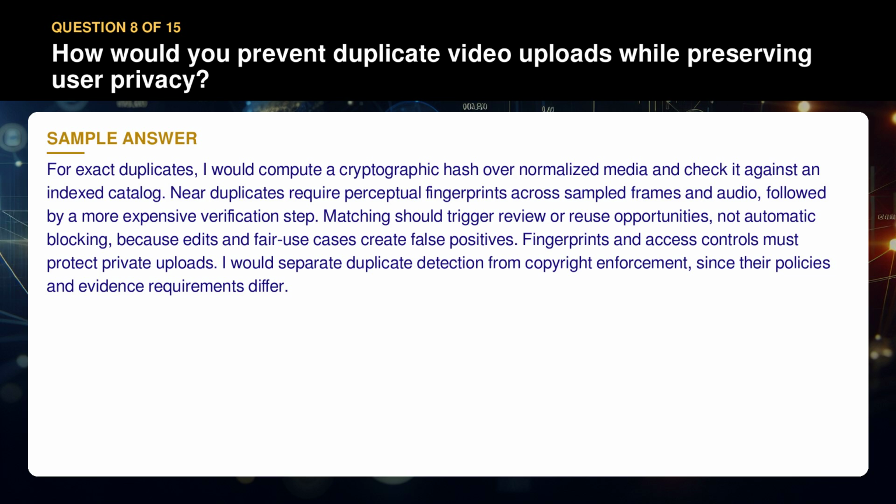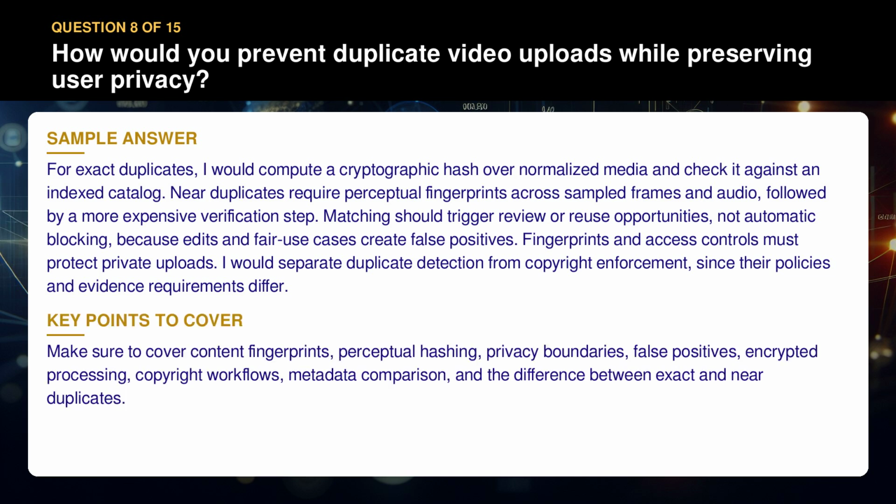Fingerprints and access controls must protect private uploads. I would separate duplicate detection from copyright enforcement, since their policies and evidence requirements differ. Make sure to cover content fingerprints, perceptual hashing, privacy boundaries, false positives, encrypted processing, copyright workflows, metadata comparison, and the difference between exact and near duplicates.